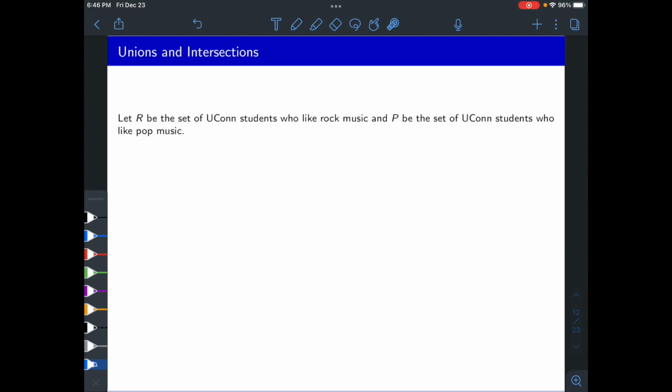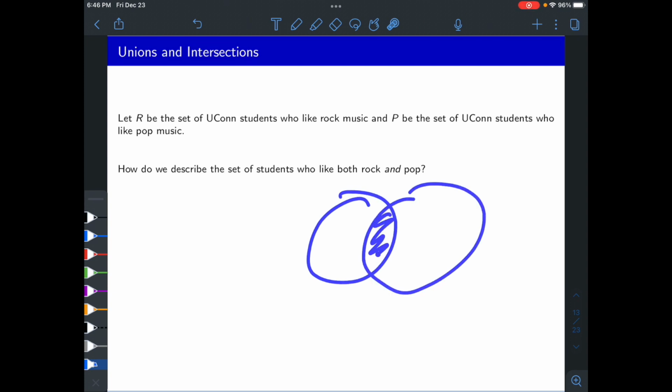So, all right, let's say that R is the set of UConn students who like rock music, and P is the set of UConn students who like pop music. Okay. How do we describe the set of students who like both rock and pop? We've already seen you could do a Venn diagram. If we have the rock students over here and the pop students over here, then in the middle, the overlap would be the students who like both rock and pop, right?